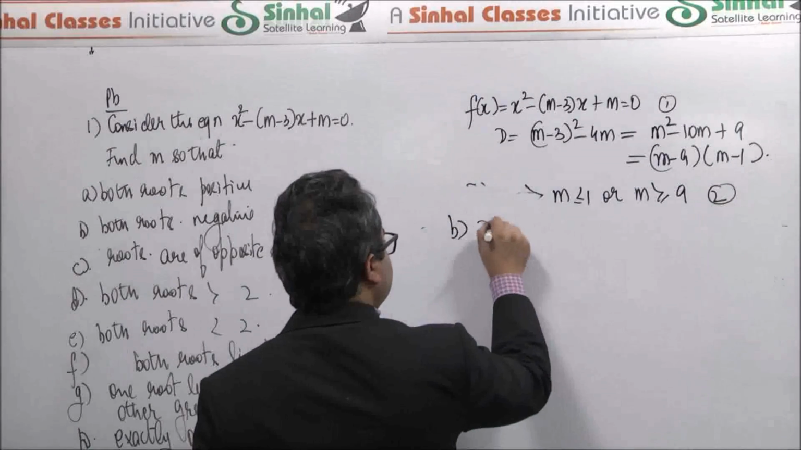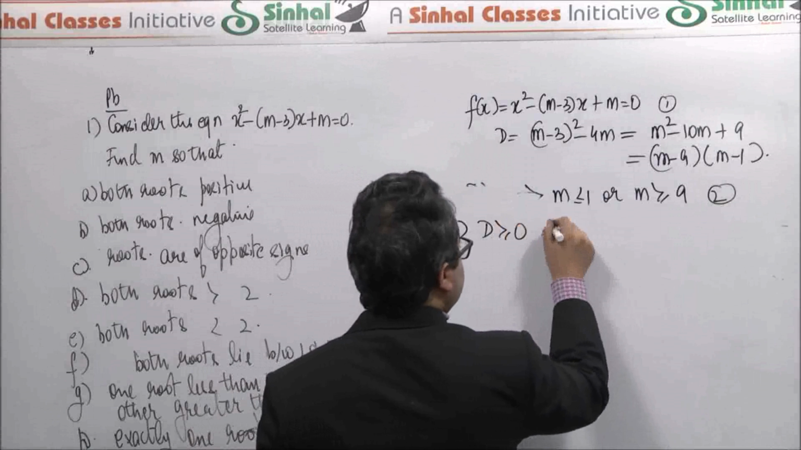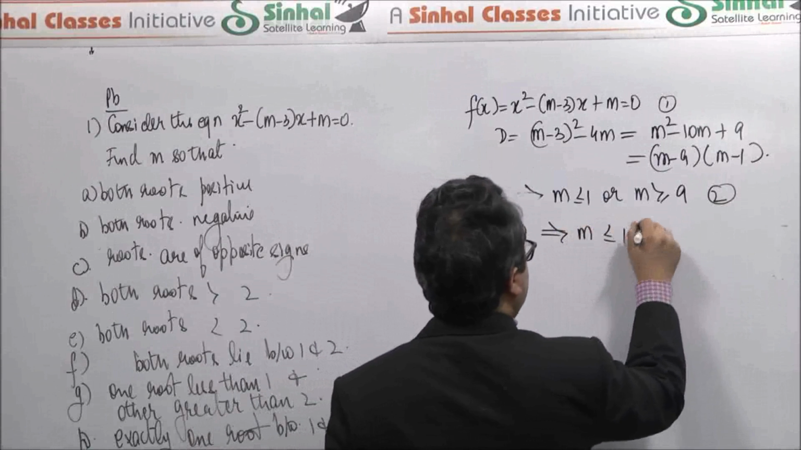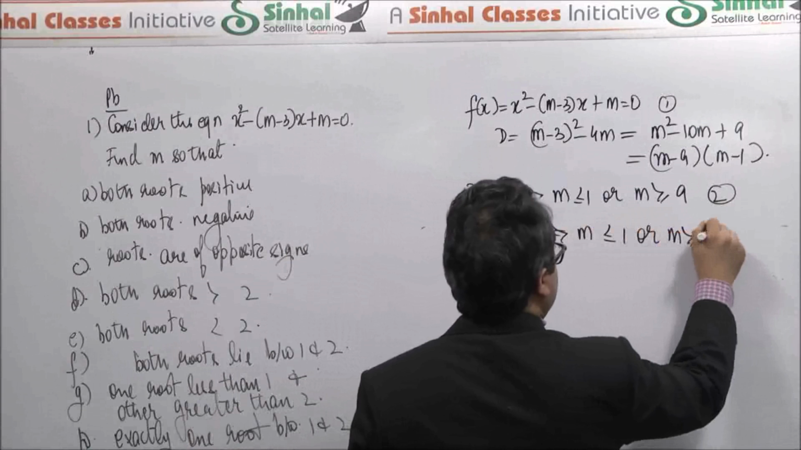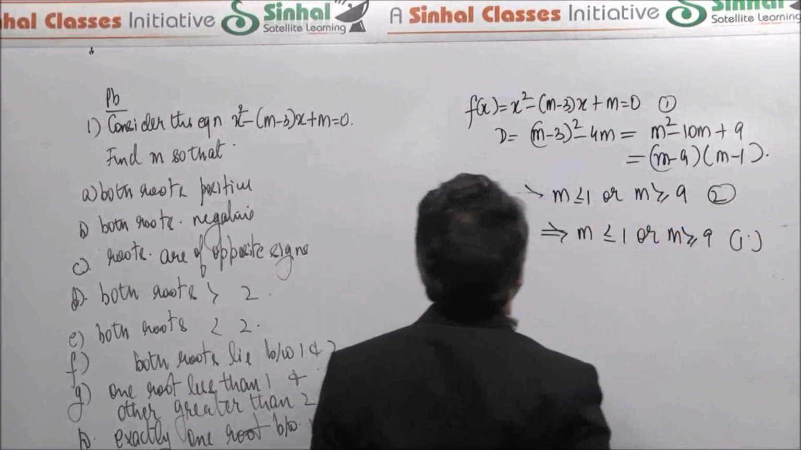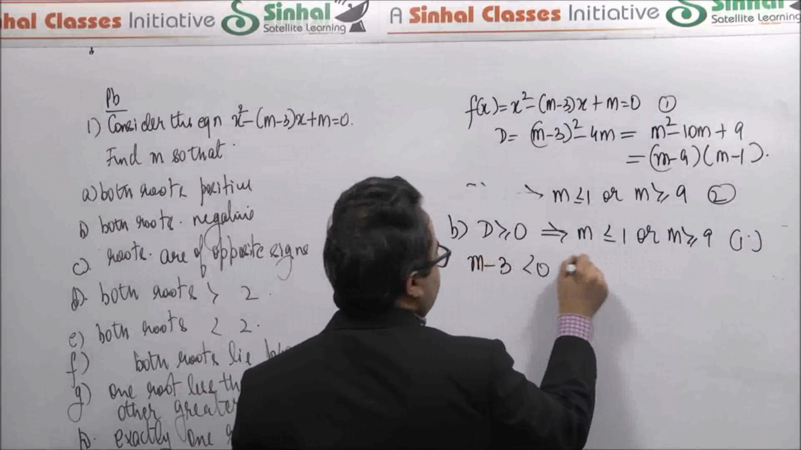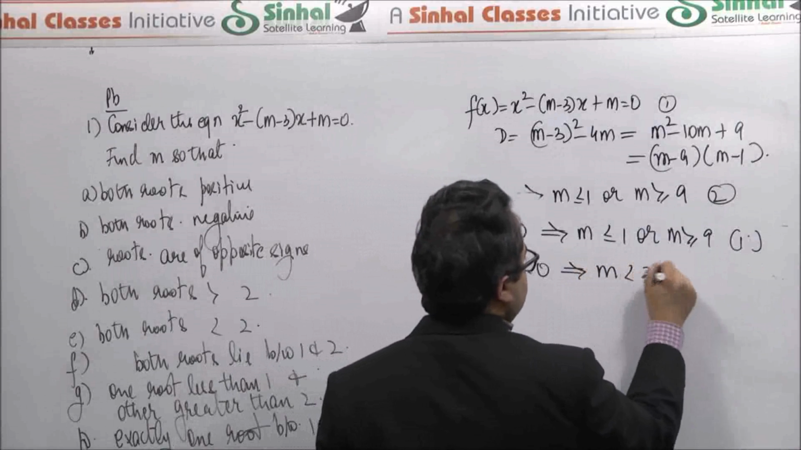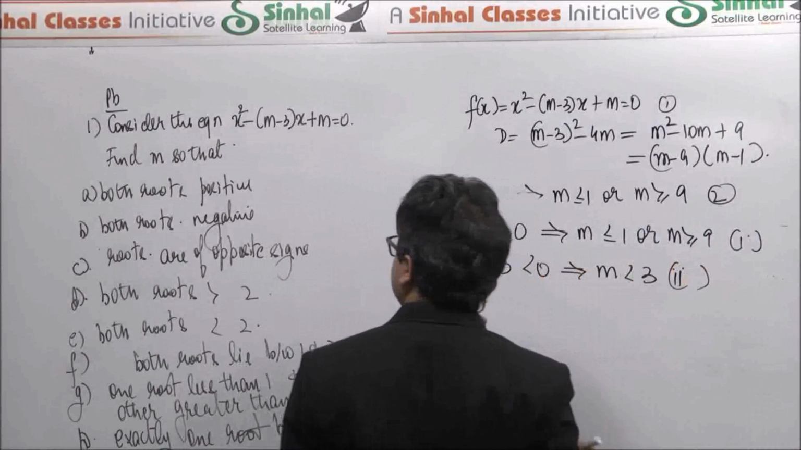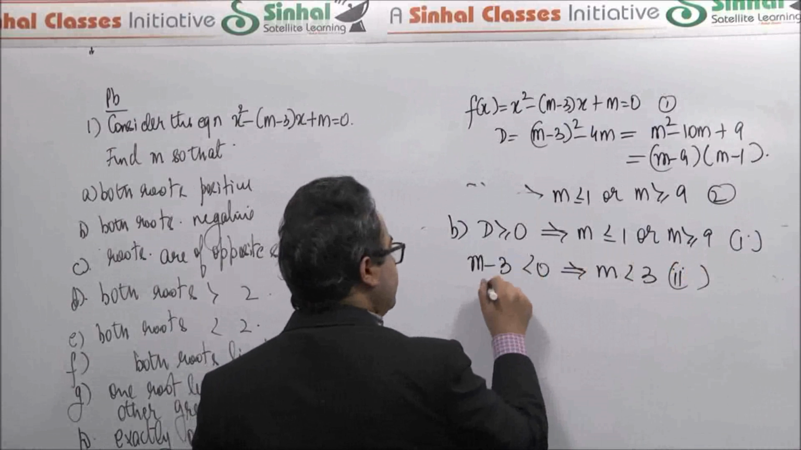For the second part, again, first of all, the discriminant must be greater than or equal to 0, so that is less than or equal to 1 or greater than or equal to 9. Both the roots are negative, so the sum of the roots, which is m minus 3, must be negative, so m must be less than 3. Both the roots are negative, so the product of the roots must still be positive.